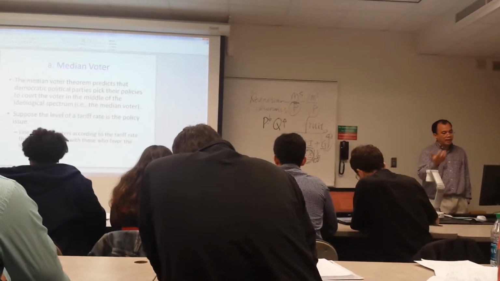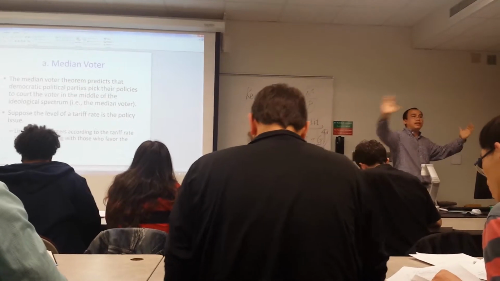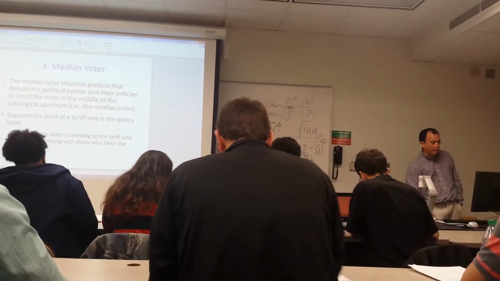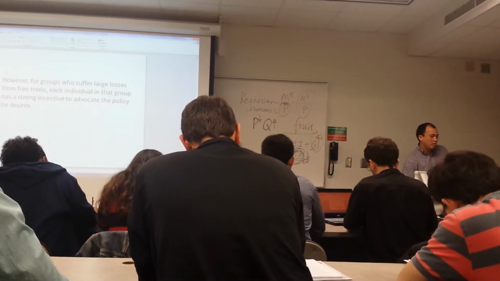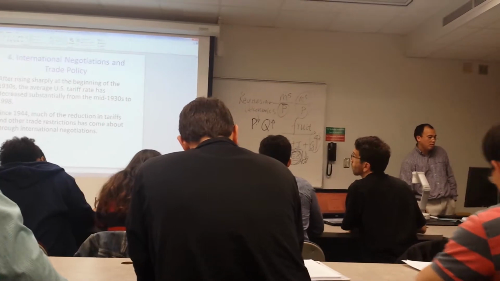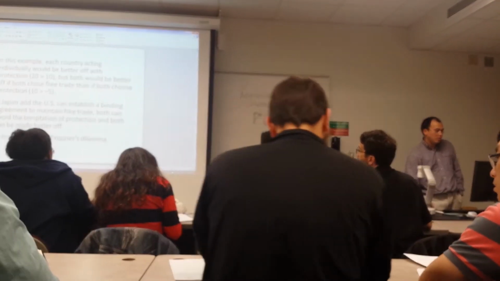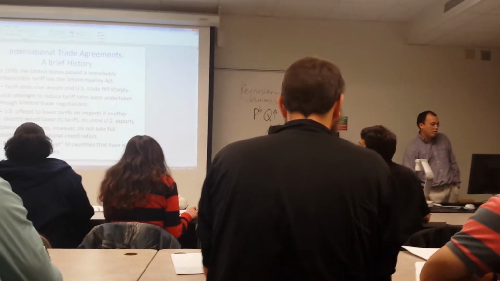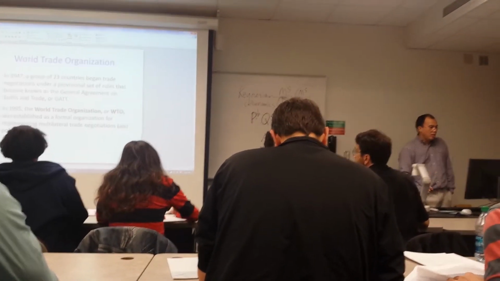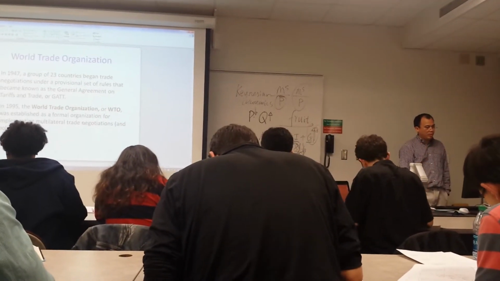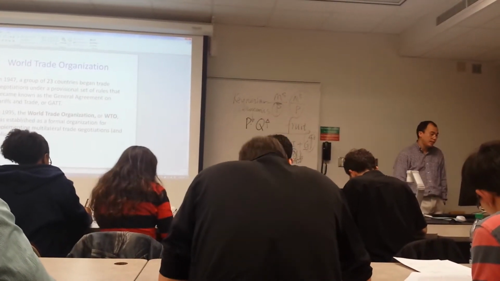Median voter model, you need to understand how to determine the median voter. That's easy, right? You arrange them and then rank them. So how to determine the median voter? You also need to understand the relationship between the World Trade Organization and the GATT. What's the relationship between GATT and WTO?